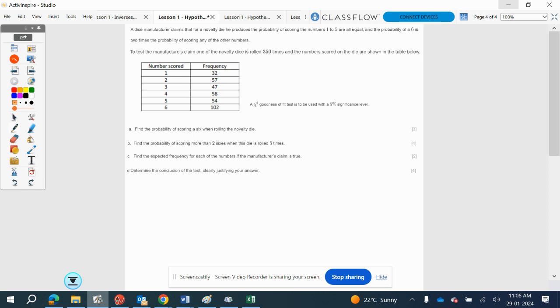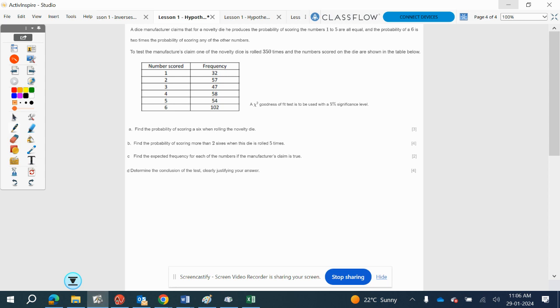Okay, so here we have a dice manufacturer who claims that a novelty dice he produces has the probability of scoring 1 to 5 all equal, and the probability of scoring 6 is 2 times the probability of scoring any of the others. Find the probability of scoring a 6.